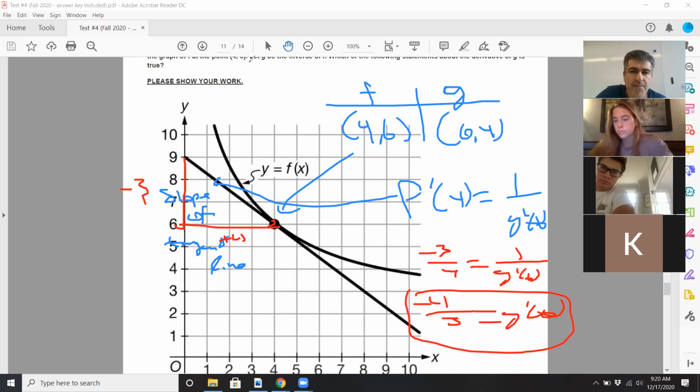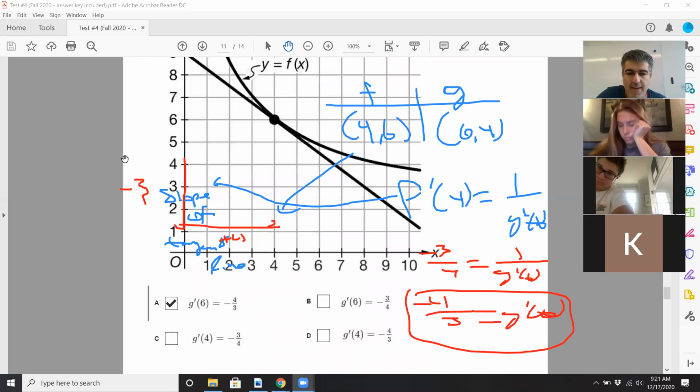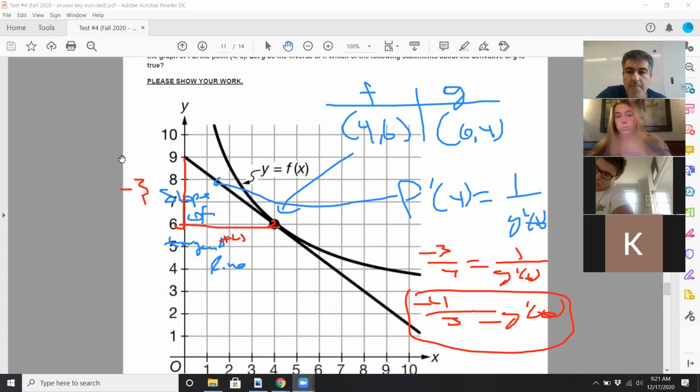Some of you guys didn't flip, but knew to switch the x and y. Some of you guys flipped, but didn't switch the input. If your explanation made some sense, or you showed some work here, then I'd probably give you 3 out of 5. But if your work didn't make any sense, or I can't tell what you're thinking, then I'd probably give you 1 out of 5. But the answer is g prime of 6 equals negative 4/3. So you know, it's similar to what we've done.